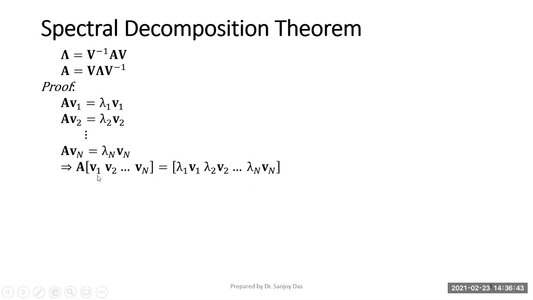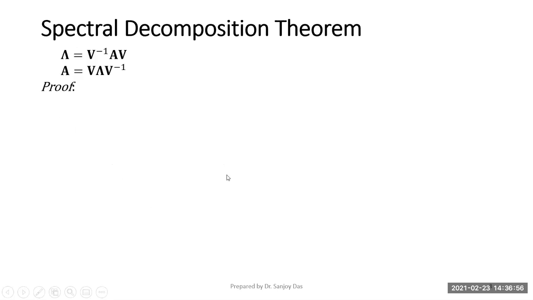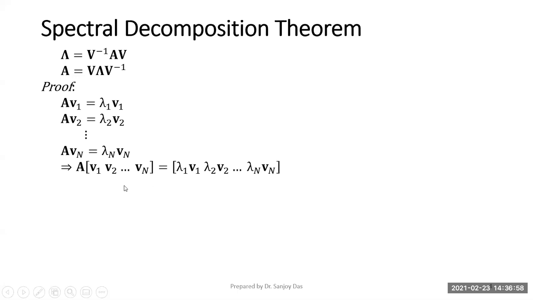Okay? Now, what is this matrix v1, v2 until vn? This is nothing but this V here, right? That we defined earlier. Keep that in mind. So we arrive at this expression. Now, the right-hand side can be factorized as this matrix v1, v2 until vn times this diagonal matrix, lambda 1 until lambda n. You can see clearly why.